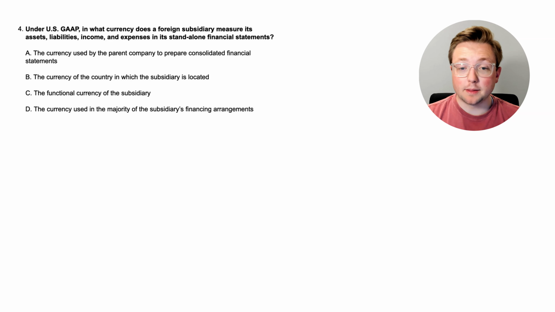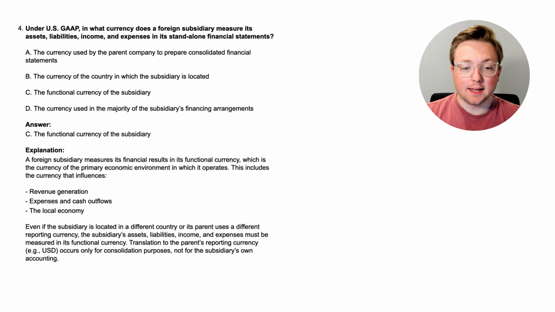Option A, the currency used by the parent company to prepare consolidated financial statements. Option B, the currency of the country in which the subsidiary is located. Option C, the functional currency of the subsidiary. Or option D, the currency used in the majority of the subsidiary's financing arrangements. Okay, based on everything we've learned, you probably already know the answer, but if not, pause the video if you need to and think about this, and when you're ready, come back, we'll look at the answer together.